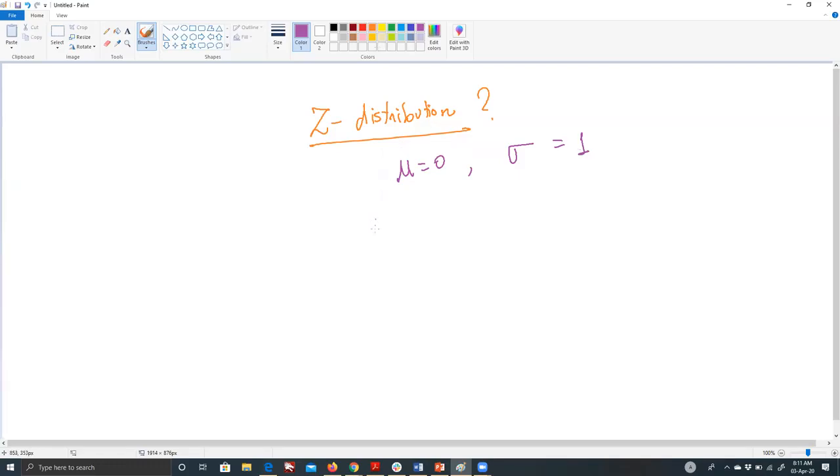How to find this Z value? X minus mu by sigma. How to find the error value? E equals Z alpha by 2 into sigma by square root of n.